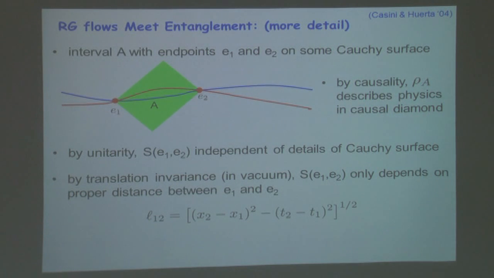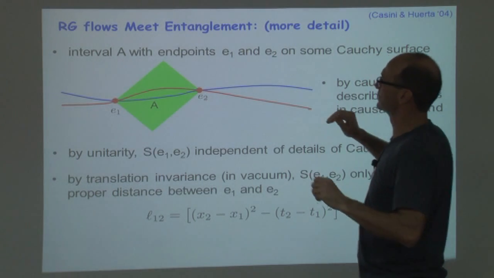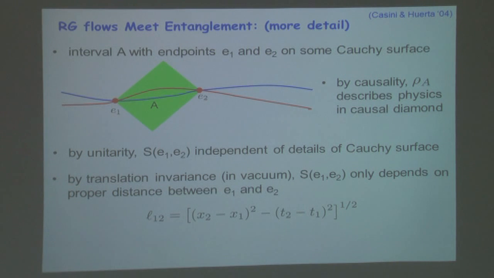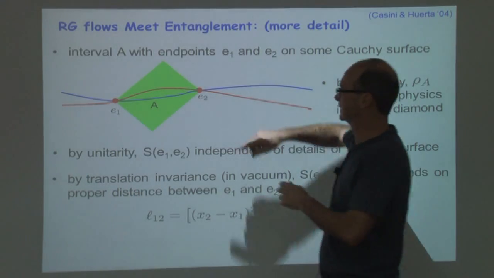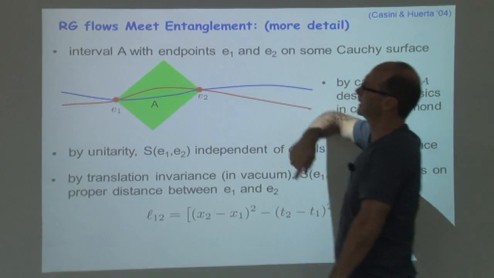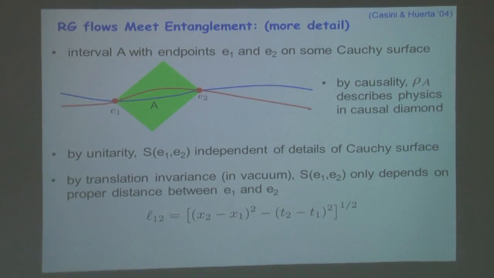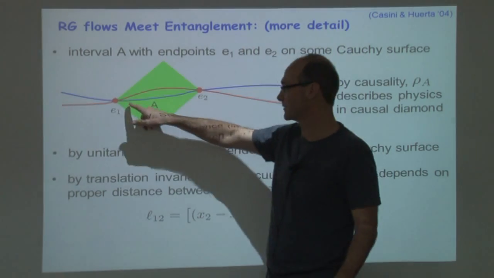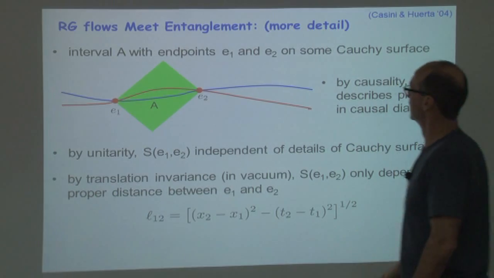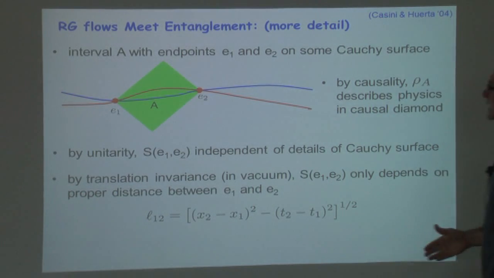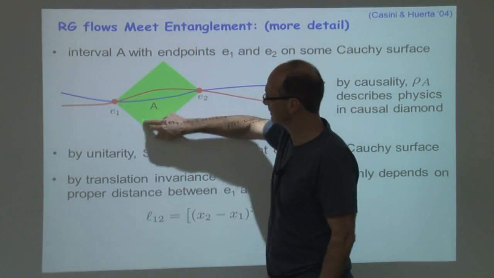So now I'll make another set of observations. First of all, I want to do this in a Lorentz invariant context, and so I've got some intervals. I'm going to be thinking about lots of different frames or time slices. If I think of an interval defined by two endpoints, it doesn't really matter what the time slice is or what the Cauchy surface is on which I'm evaluating rho of A. That rho of A is going to tell me about all of the physics in here.